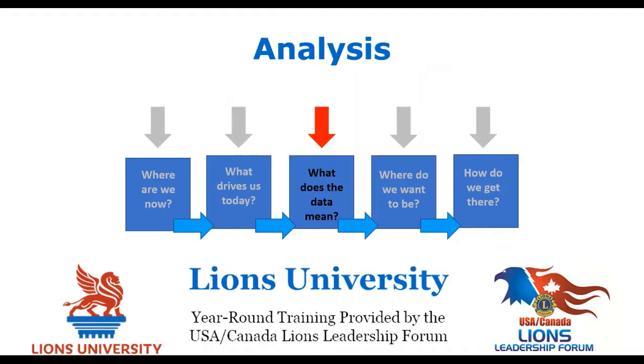The third step is to look at the analysis. And in this step, we're going to ask the question, what does the data mean? This step highlights trends, positive and negative. Some examples are, each quarter, every year for the last 10 years has had a drop in membership. What does that mean? Another example might be, this is the third year in a row we have had to recycle past district governors to become a district governor. What does that mean?